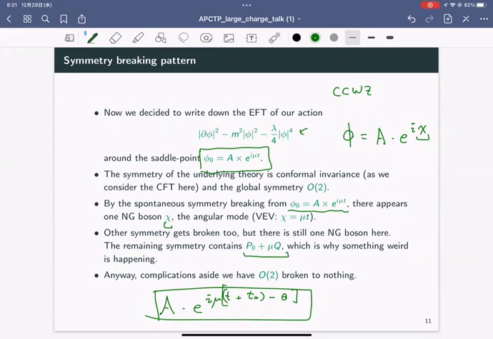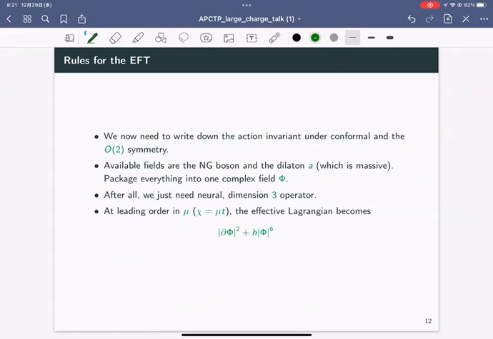Anyway, what we need to do is write down the action invariant under conformal and the O(2) symmetry. And available fields are the Nambu-Goldstone boson and the dilaton A. I will call it A because phi is equal to A times exponential i chi. So A becomes massive, just because we break the symmetry in a weird way. I mean, we break conformal symmetry in relation to the O(2) breaking, and then the dilaton becomes massive. We can package everything into one complex field, which is A times exponential i chi. After all, we just need neutral dimension three operators because it's just an effective action.